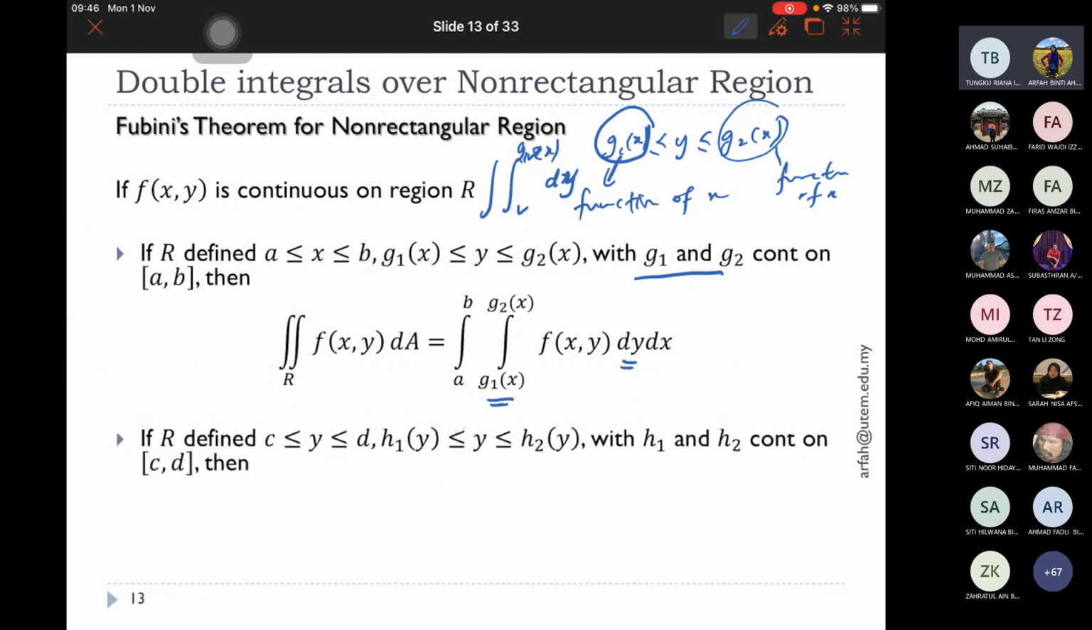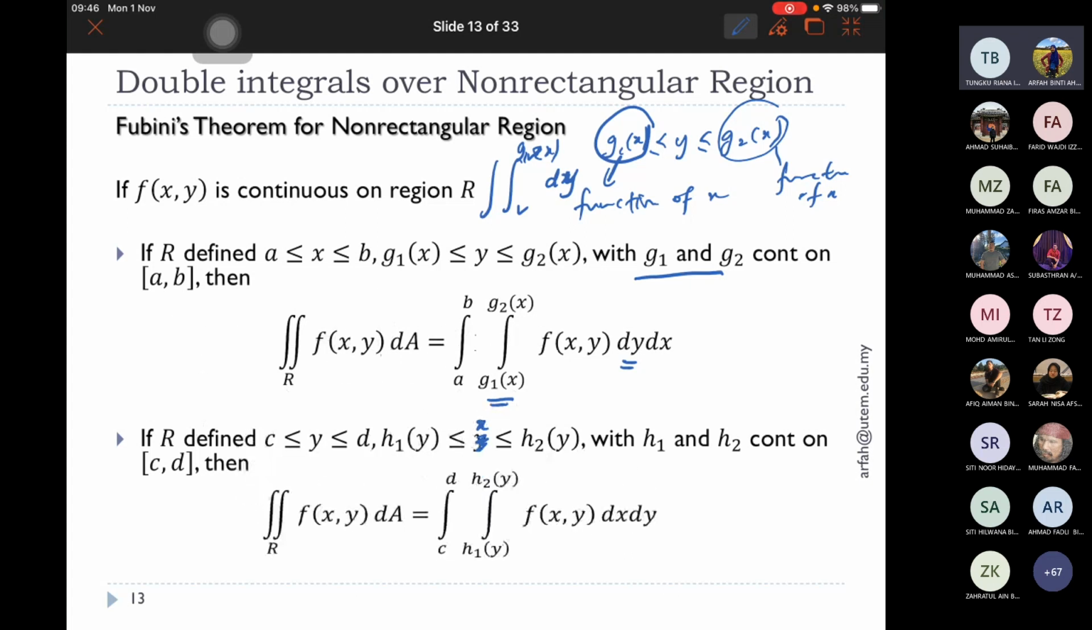Okay. Then if R is defined for the function of y taking the value between c and d, ini adalah y taking the value between c and d, yang ini x bukan y. So betul kan? Dan x pula equal to function between h1 and h2, by which h1 and h2 both dalam sebutan y.